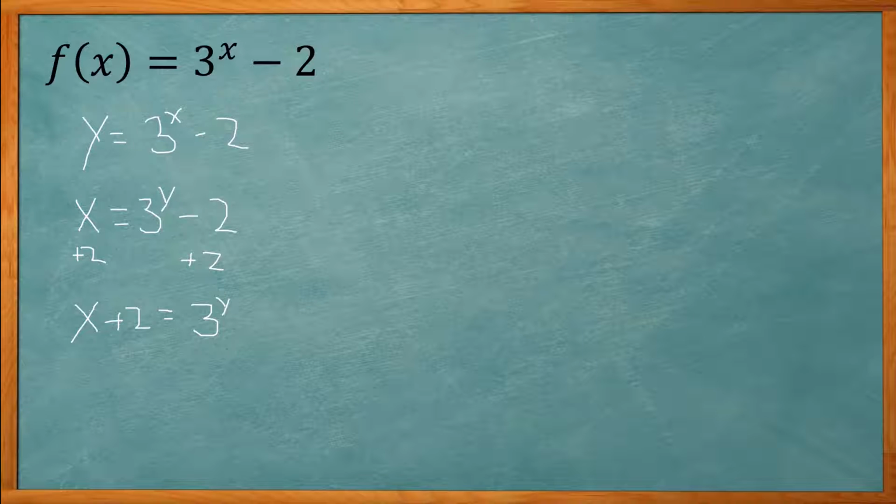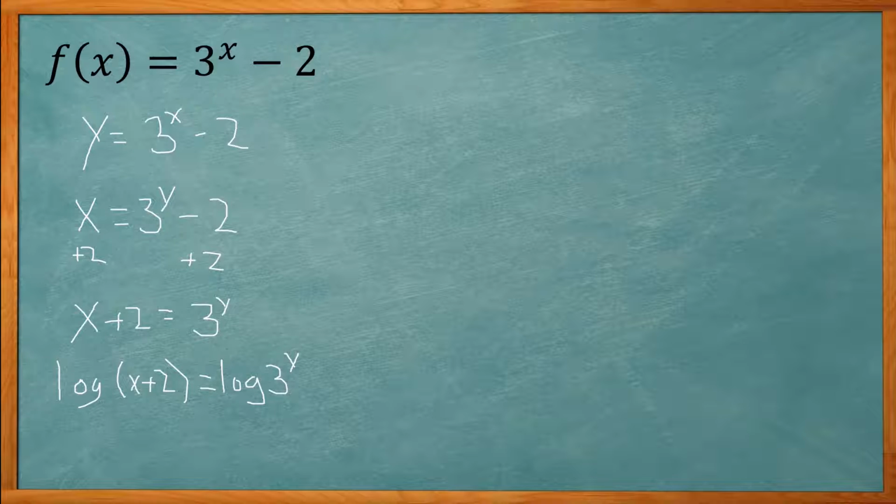Now to get the y out of the exponent position, I want to take the log of both sides. So log of x plus 2 equals the log of 3 to the y power. Now using the rules of logarithms, this y can come out to the front here. It can be y log of 3. And then just bring down the log of x plus 2.